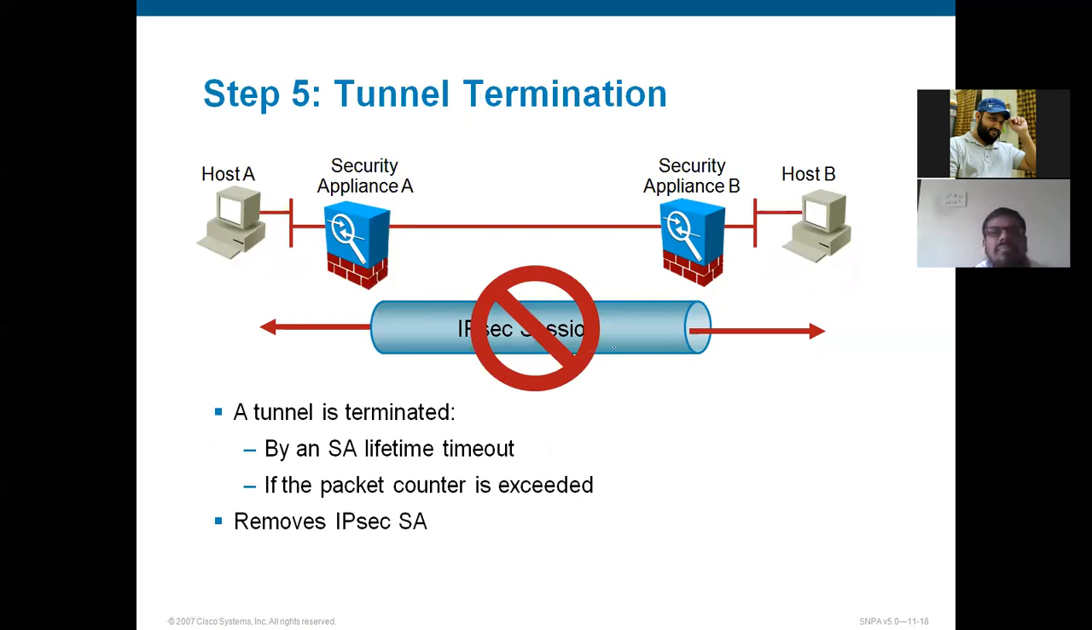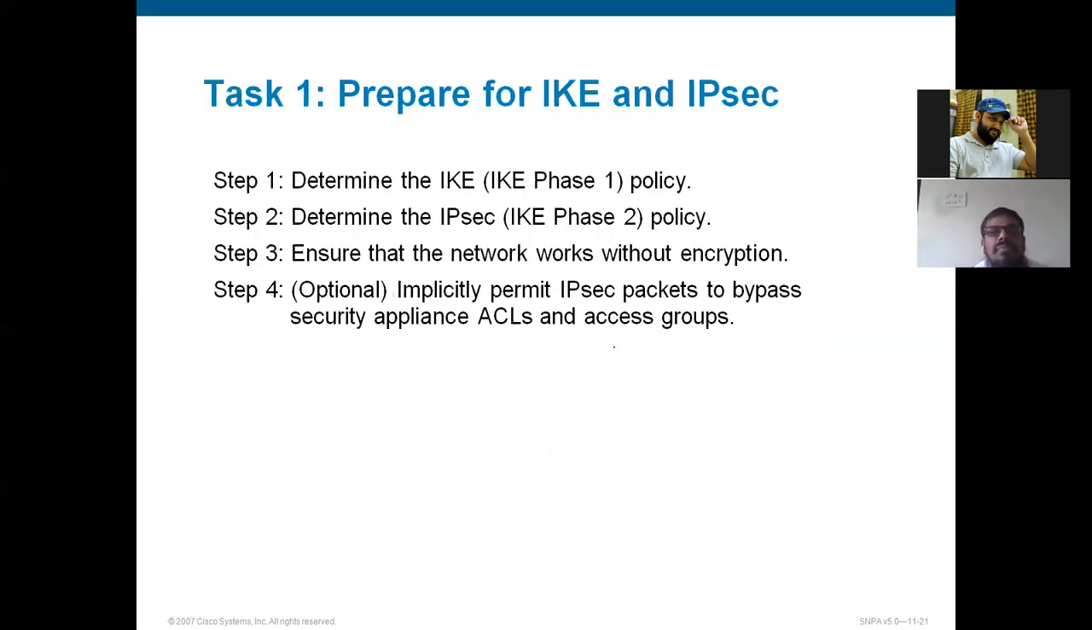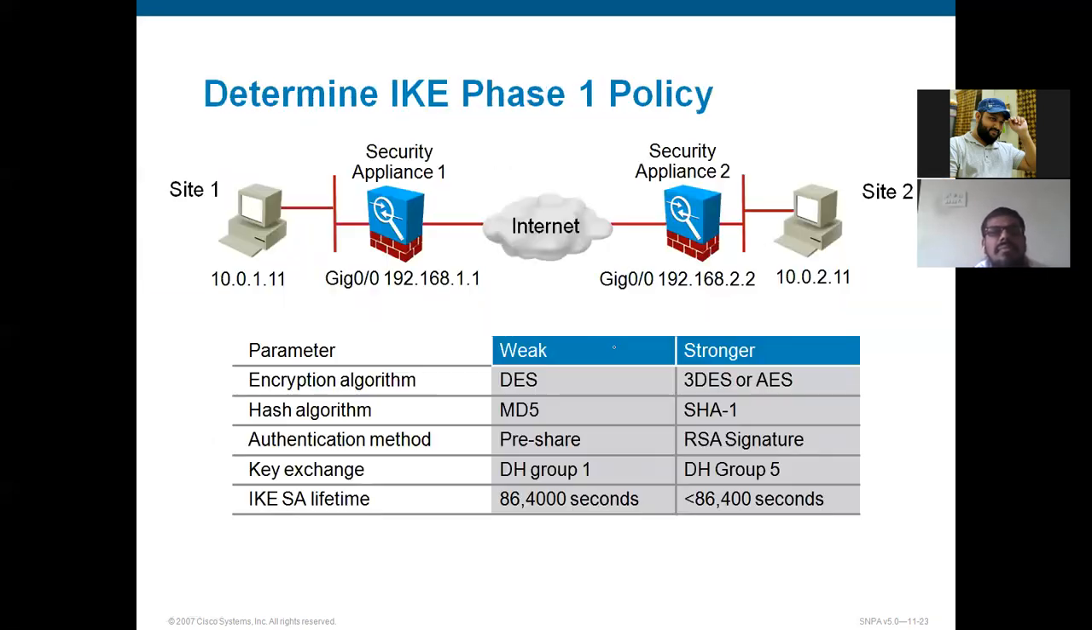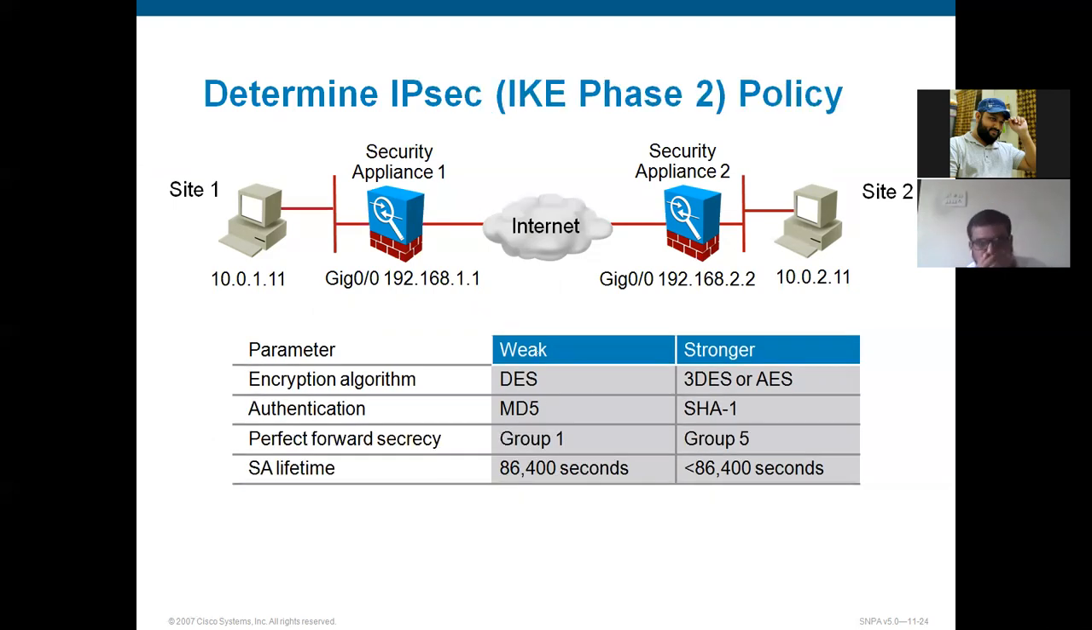Okay, the tunnel can be terminated. How to configure the VPN? There are multiple steps. You need to have these parameters: 3DES, MD5, pre-shared key, Diffie-Hellman group. You need to define these values. The same values we need to configure here also. Then site A, site B, the same values. These are the IKE phase one parameters. Then these are the phase two parameters.